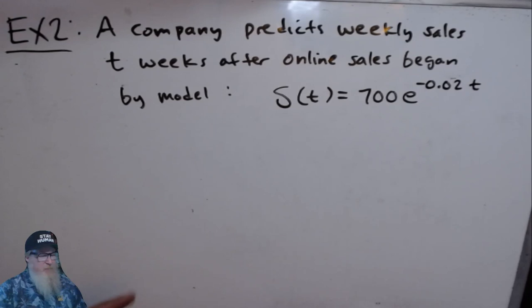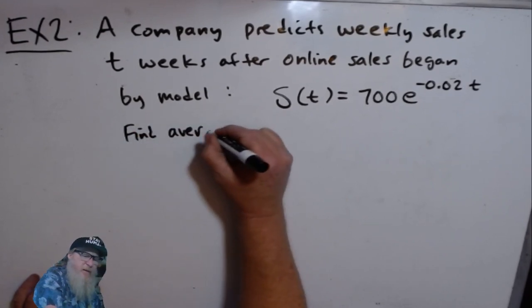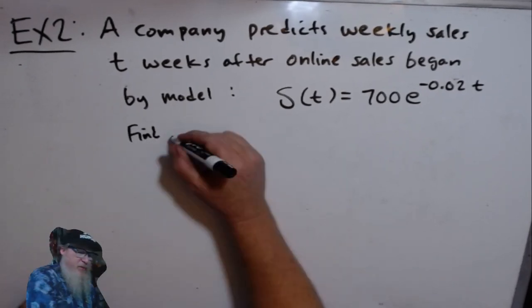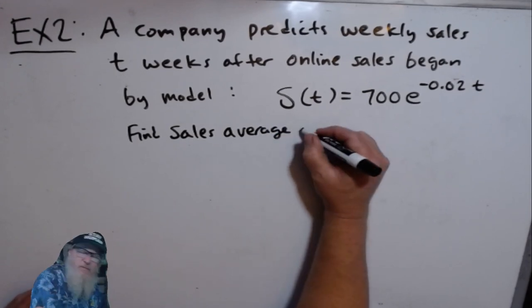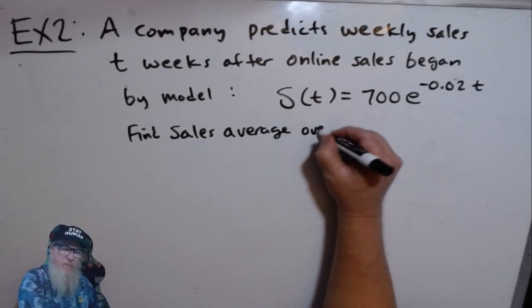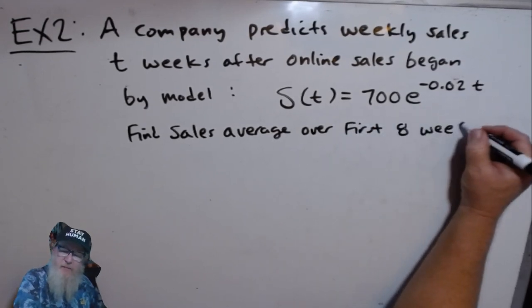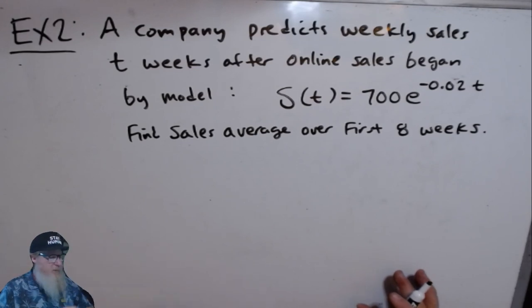I'm going to do the problem before I talk any more about what it actually means. Let's just do the problem. Find the sales average over the first 8 weeks. Maybe I'll draw a picture and show you what the area actually looks like. I didn't bother drawing a picture with the last one.